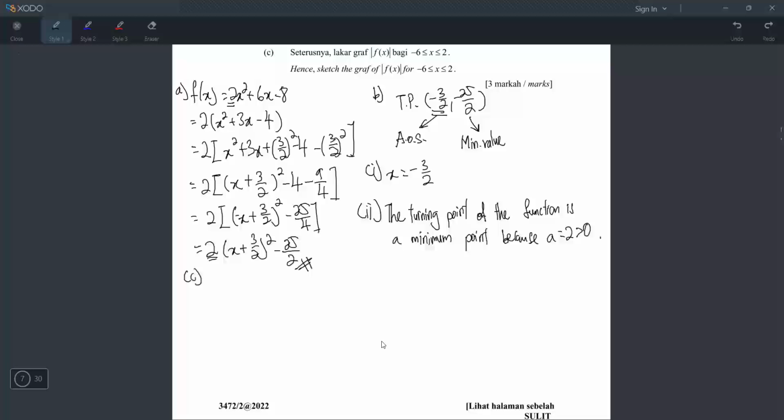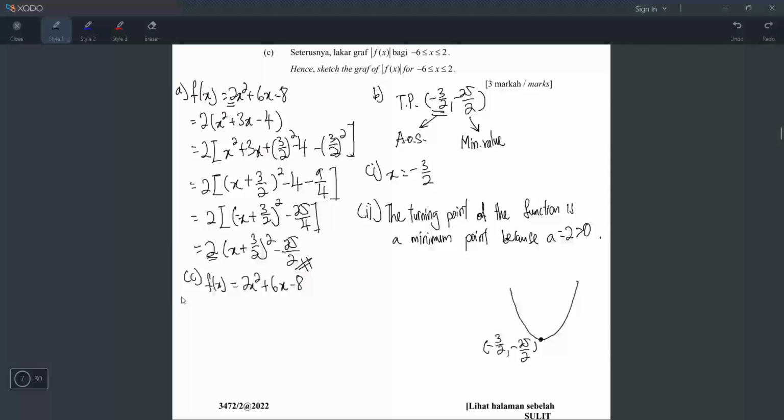Modulus, right? So I think first I will sketch the f(x) first. So what is f(x)? 2x squared plus 6x minus 8. So we all know it's a U shape already, but I will leave some space here because I have to write a lot later. So I have to do modulus. And what happens to this point? Actually, we know this point already because just now we did completing the square. We found out the turning point is -3/2, -25/2. But we don't know where the x-axis is, right?